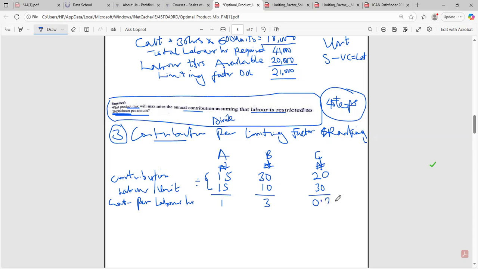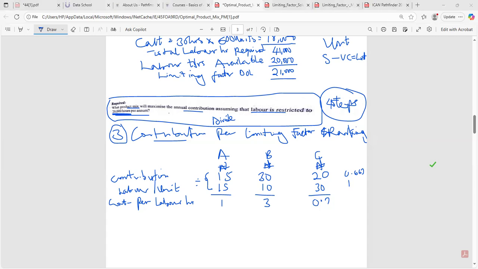We can say that is 1? 0.7 is like 1, 0.6 is like 1. Maybe we can approximate 0.667 to 1? Yes, we can, of course. Maybe we can approximate it to 1. No, we cannot. Why?